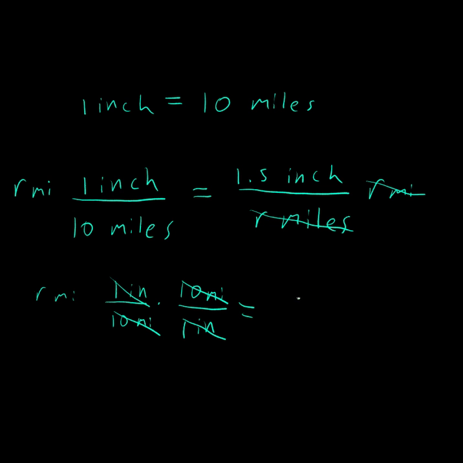And on the other side, I'm going to have 1.5 inches. These things canceled out, so I'll leave those gone. And then 10 miles over 1 inch. The inches cancel. And I'm left with r in miles is going to be 15 miles. So in our scale, where 1 inch equals 10 miles, if I have 1.5 inches, we get 15 miles, which makes sense. But that's the procedure that we would use to solve for any type of relationship with a scale model.